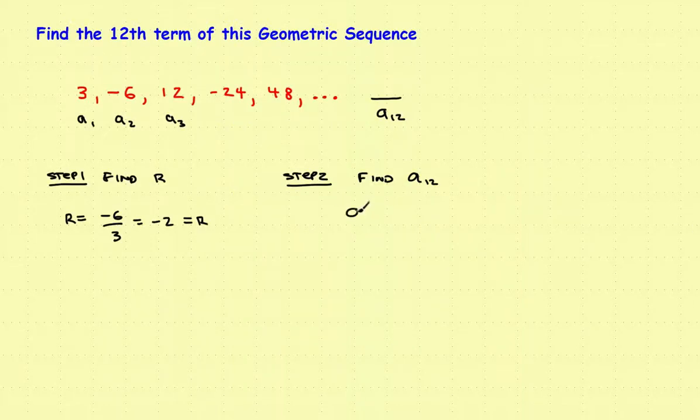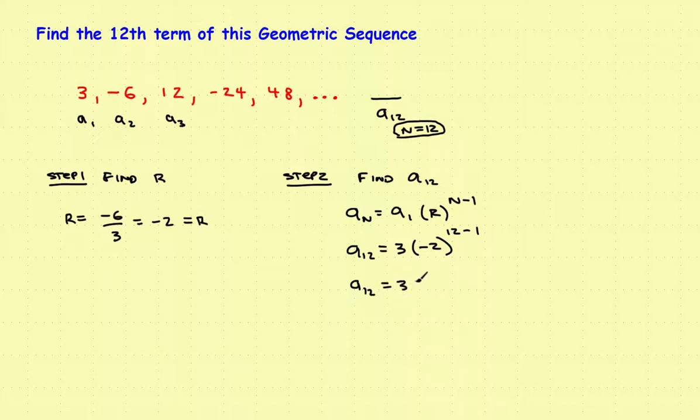So we'll start with the rule, which says that a sub n is equal to a sub 1 times the common ratio to the n minus 1 power. So in our case, we're looking for a sub 12, and we know that a sub 1 is a 3. We know the common ratio is a -2, and we want to go to the 12 minus 1 power. So in this case, n would be equal to 12. Okay, so that gives you a sub 12 is 3 times a -2 to the 11th power.